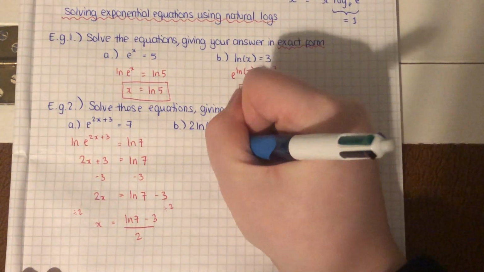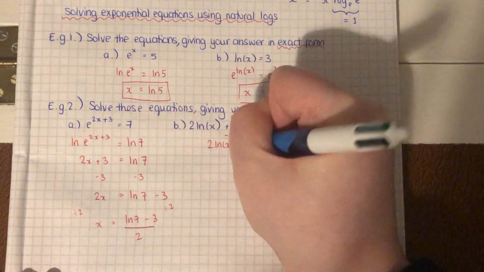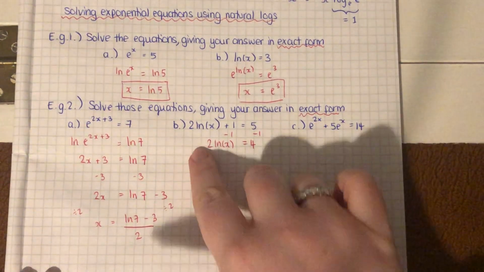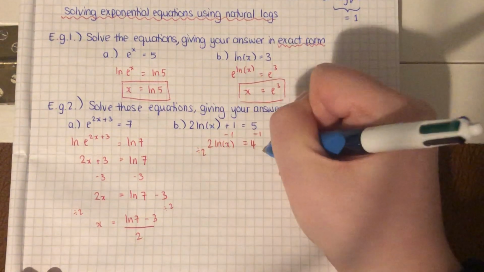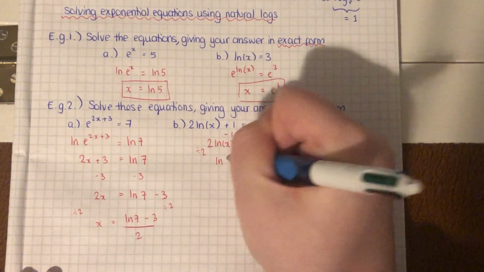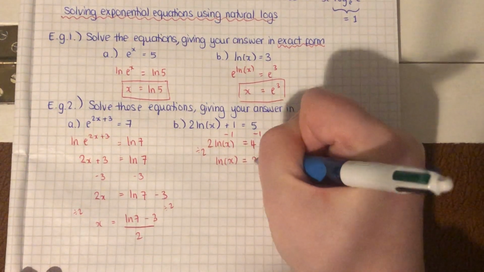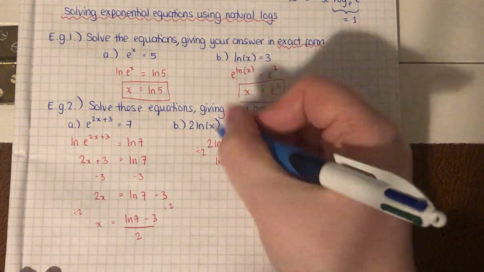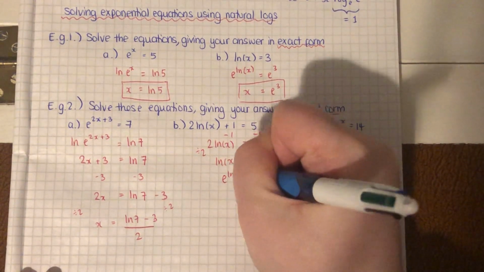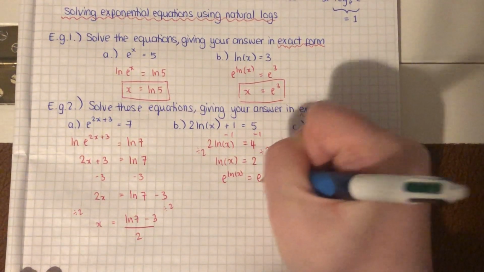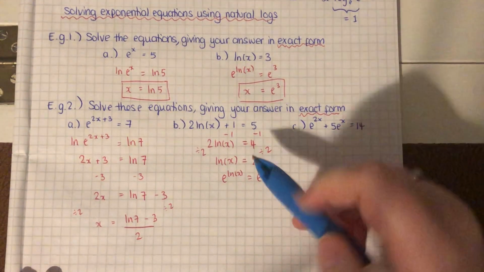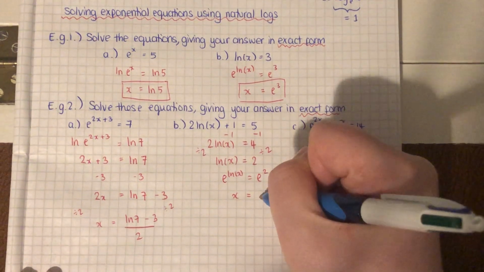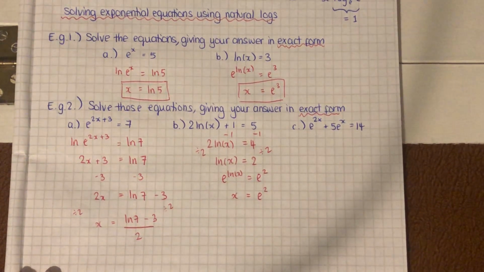So we'll be left with 2 ln x is equal to 4. Then we can divide by the 2 at the front. So divide by 2 on both sides. So we're left with ln x equals 2. Then it's very similar to the one that we've done here. So take exponentials of both sides. Exponential of ln is just x, and then you'd have e to the 2 still there.